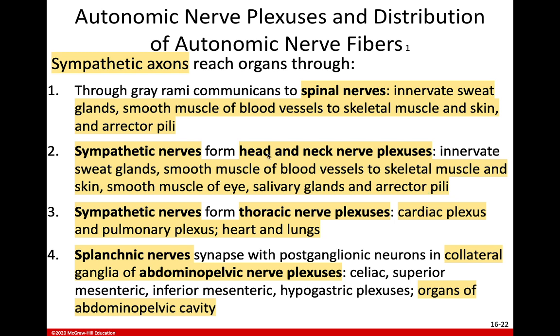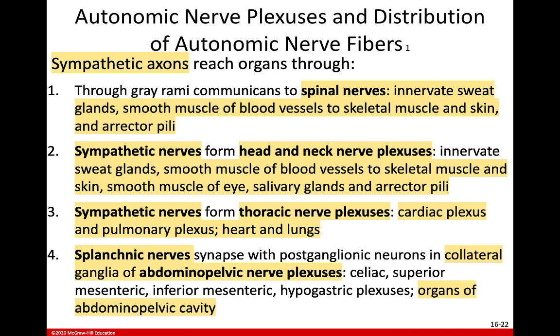So again, these sympathetic nerves become part of head and neck nerve plexuses, and those are going to be innervating things in the head and neck: blood vessels in the skeletal muscles in the head and neck, blood vessels in the skin, erector pili muscles in the skin, and sweat glands in the skin of the head and neck. So some of the sympathetic nerves become part of nerve plexuses in the head and neck.